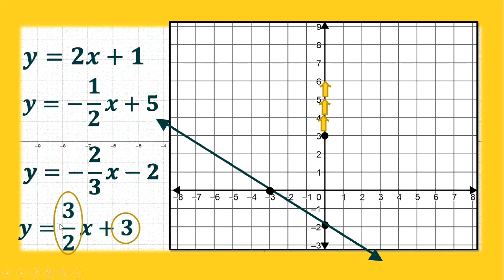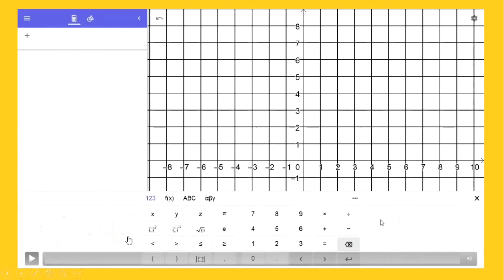And we have a positive slope. So, magra-right tayo ng 2. So, nandito yung point natin. And connect lang natin yung 2 points na yun. Again, check natin kung perpendicular talaga sila using GeoGebra.